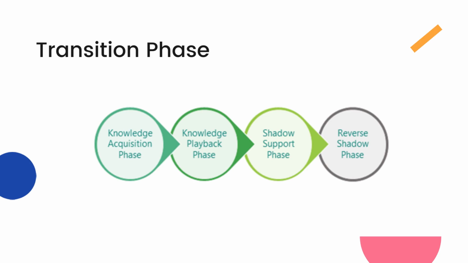Shadow support phase. The IT team shadows the user when initially providing maintenance support. Reverse shadow phase. The company provides support services with guidance from the user, who signs off on the transition checklist.